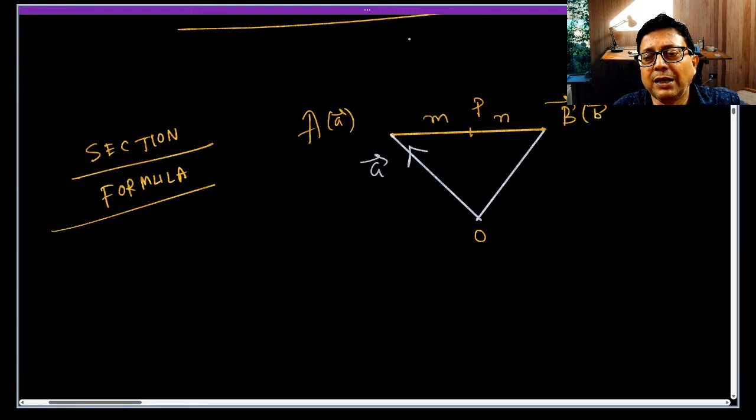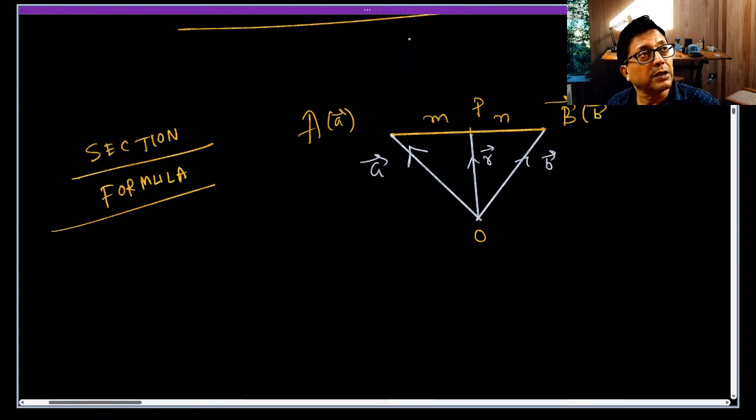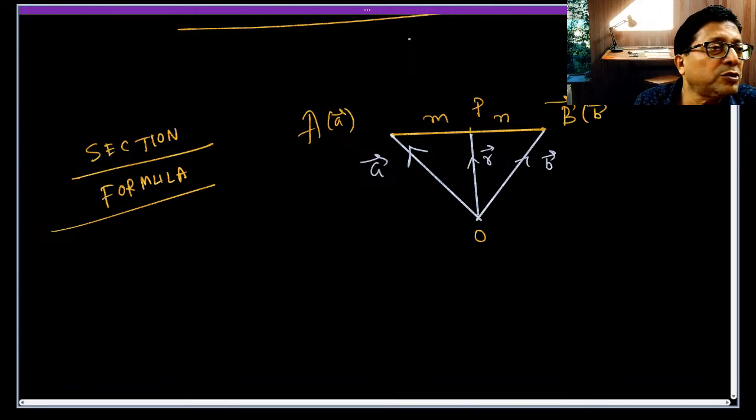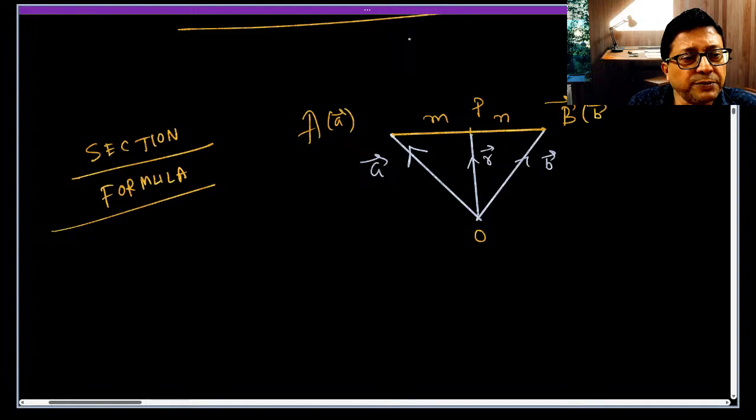This is A and this is B, obviously. We want to find the position vector of this point P. The point P has position vector R. To find it, we just observe that these three points are collinear. Section formula, position vector of P is required.